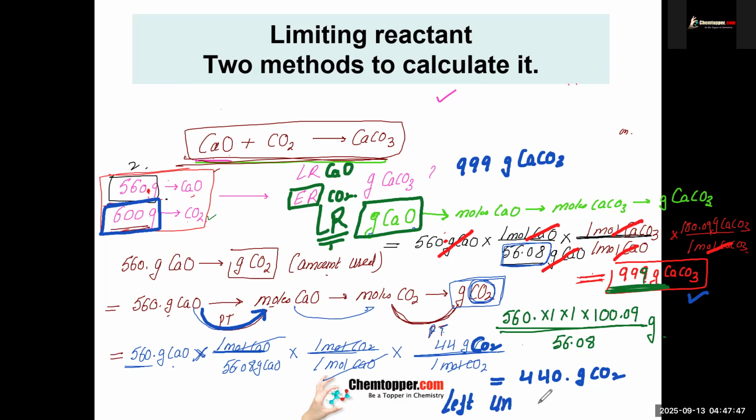Vihan and Dash, you're understanding this part? Yeah, now I'm understanding. Good. This is the amount which will be left unused of the excess reactant. CO2 is in excess, and they are saying 160. Put a decimal there. So that's the meaning of the limiting reactant and calculation of the limiting reactant.